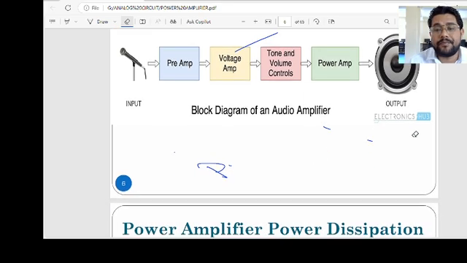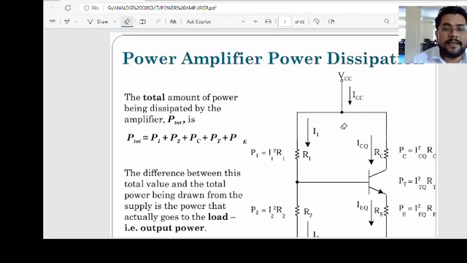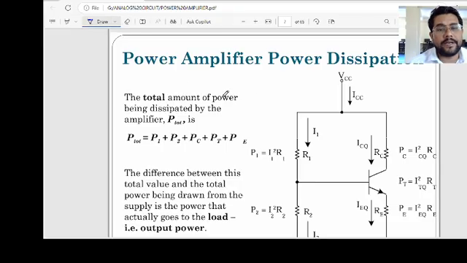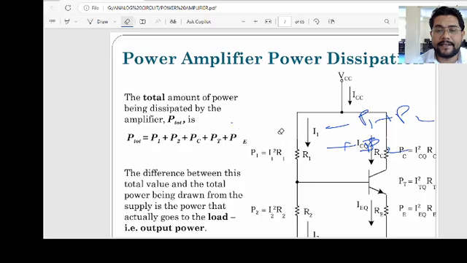Next we will discuss power dissipation in a power amplifier. In an amplifier, power is dissipated in a series circuit or parallel set of components, and the total power must be added. So how can we calculate the power? The total power P total equals the individual powers P1 plus P2, wherever power is dissipating, and that power is added directly in the circuit.